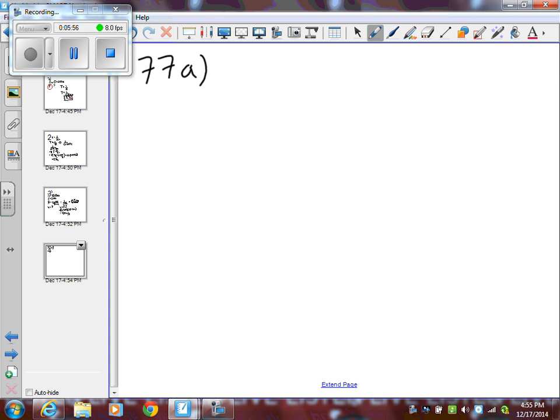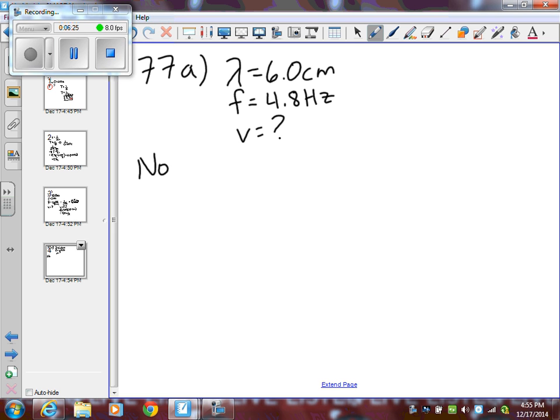We know that the wavelength equals 6.0 centimeters. We know that the frequency is 4.8 hertz. And we need to find velocity. Now, the reason we know that is 4.8 oscillations per second, this is just a note for you to understand.